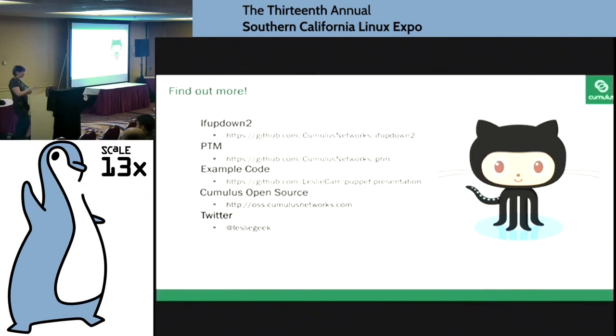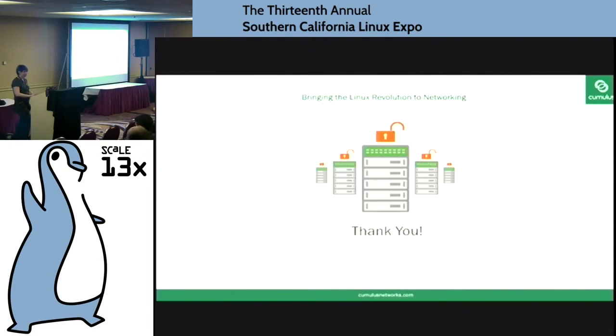You can find out more on GitHub: ifupdown2, PTM, the code that I was using, all of our open source contributions. We have a bunch of kernel patches. We have upstreamed them all, but not all of them have been accepted yet. So you all know, kernel development is not very fast, as it probably shouldn't be very fast, right? You want to make sure everything works well. And I am on Twitter, and I gave this presentation very fast. That is it.